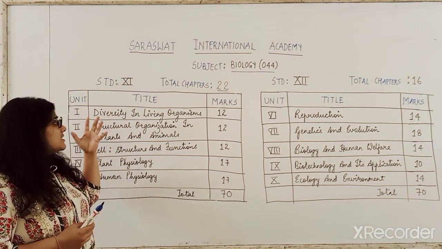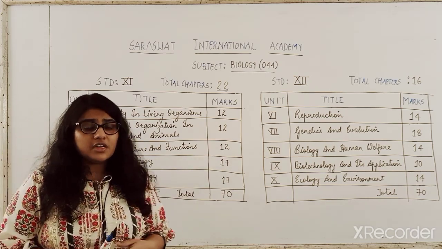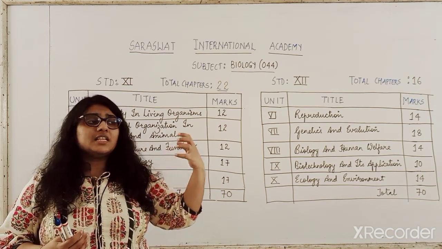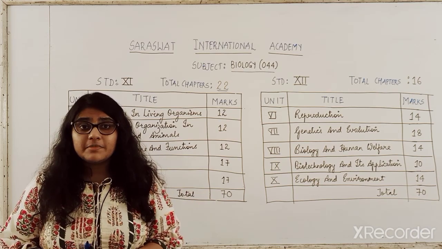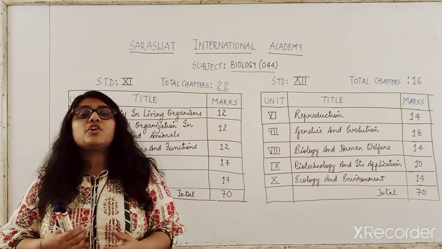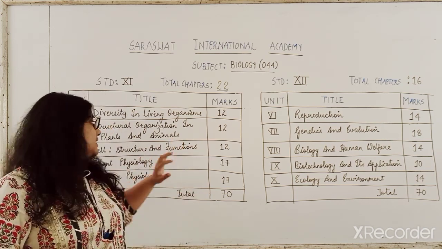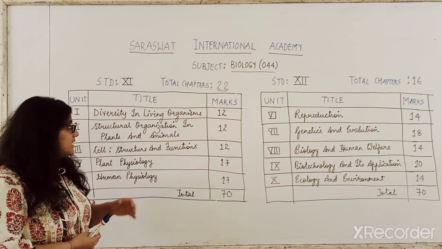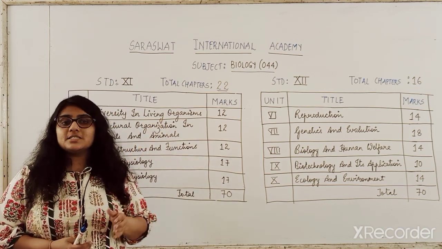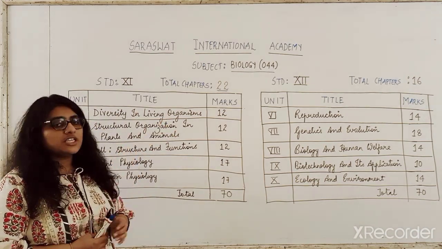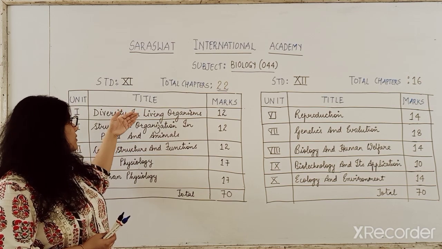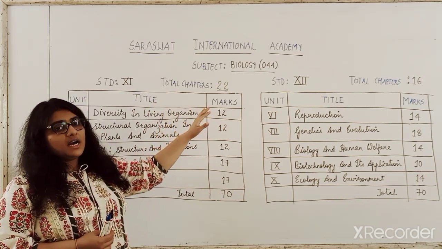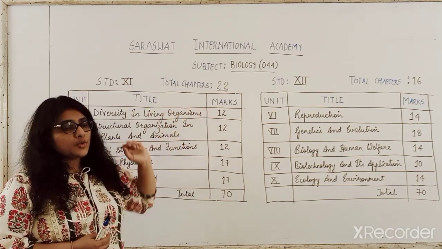So basically in this unit you will be studying the living world, the varieties of plants and animals found on this earth. So basically we will be studying the plant kingdom, the animal kingdom, and how the classification of organisms is done. All these topics will be included in the first unit, that is diversity in living organisms. This unit comprises the first 4 chapters of your syllabus, and the total marks for this unit is 12.